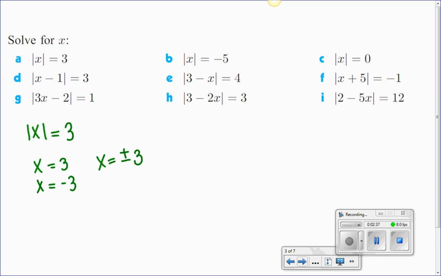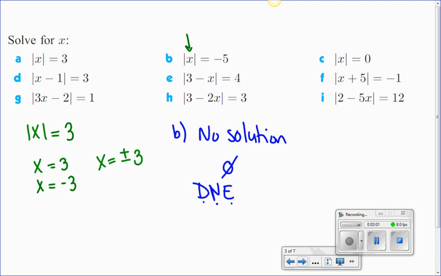Letter B, there is no solution. Another way to say that is to use the empty set sign. You can give that as a solution, or you can use DNE, which stands for does not exist. The reason there's no solution to this is because there's no way that we can put a number into an absolute value sign and get a negative number out. It just cannot happen. Anytime you put a number into an absolute value, you're going to get a positive number out. So this doesn't exist.